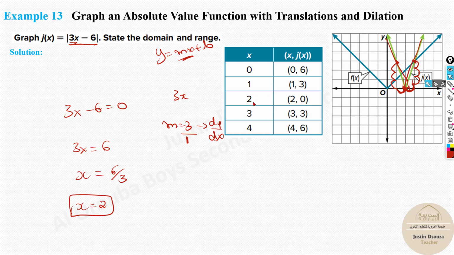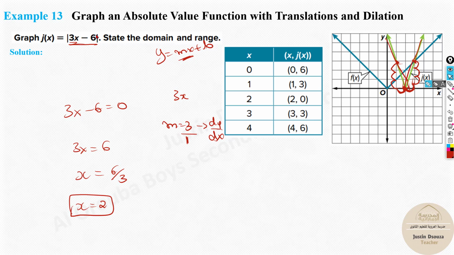You can see here, the x value is 2. Less than 2 is 1 and 0, greater than 2 is 3 and 4. This is very important for absolute value. Why? Because it's like a piecewise function. Now, what you do is put this 0 inside this. What happens? It'll be 3 times 0, which is 0, minus 6. The negative sign dissolves, so it'll be positive 6. So when x is 0, it's 6 here.